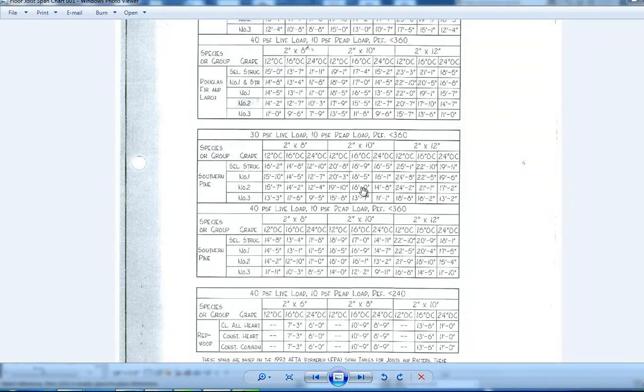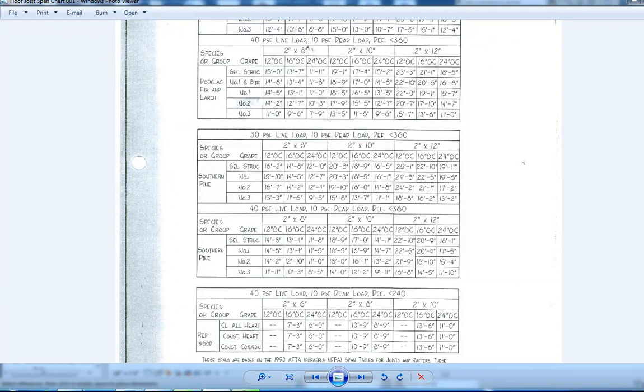And 2x8s wouldn't span the distance. None of them would span what I need. So a 2x10, 16 on center is perfect. So that's the reason I chose this one.